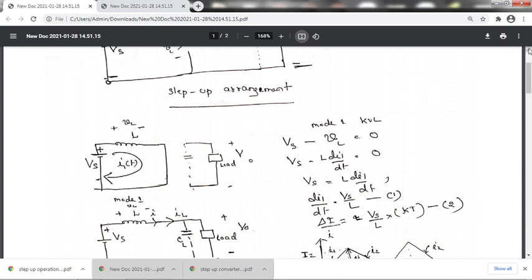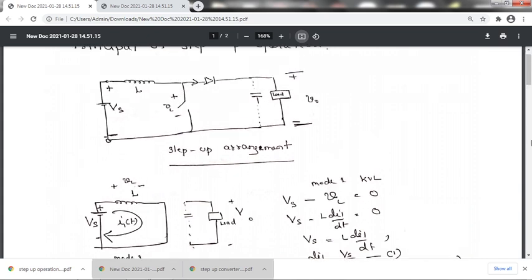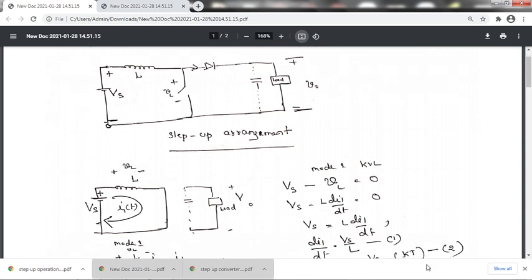So the switch is closed, and the current is flowing in this direction. That's the reason I've shown the current flowing in this direction. So this diode is not in on state, so there is no connection between the load and the source side. The capacitor and the load are parallel to each other, and this part is completely detached from the source end.